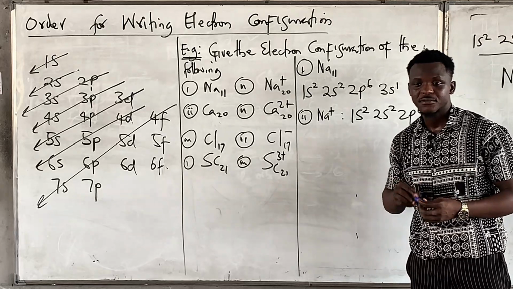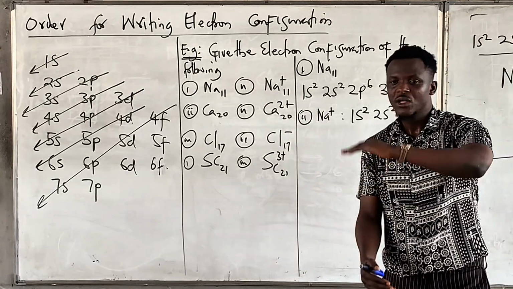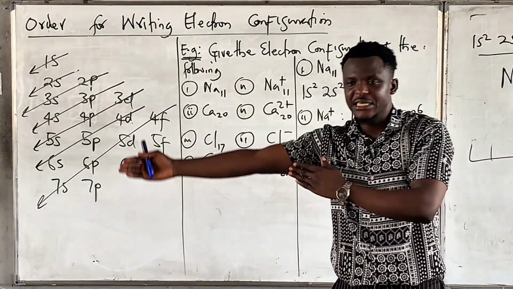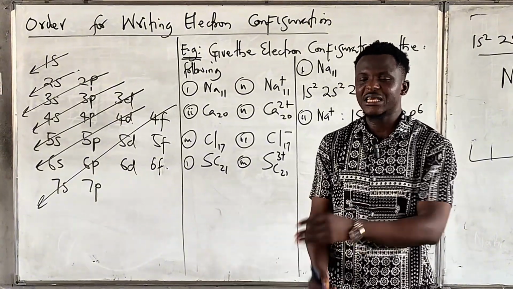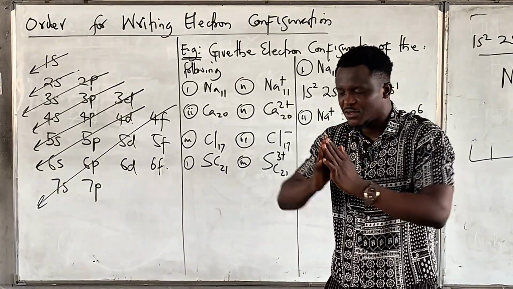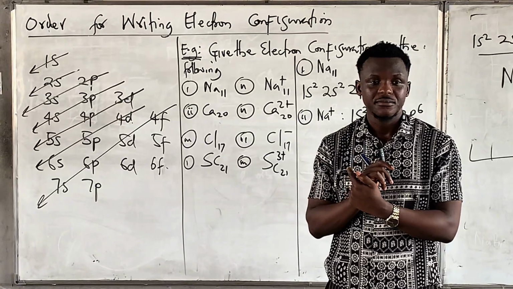So this becomes 1s2 2s2 2p6. That is it. A lot of persons will first calculate the electrons and start adding them. It will work in some, but if you're doing that for transition metals, you fail it. It's a must.